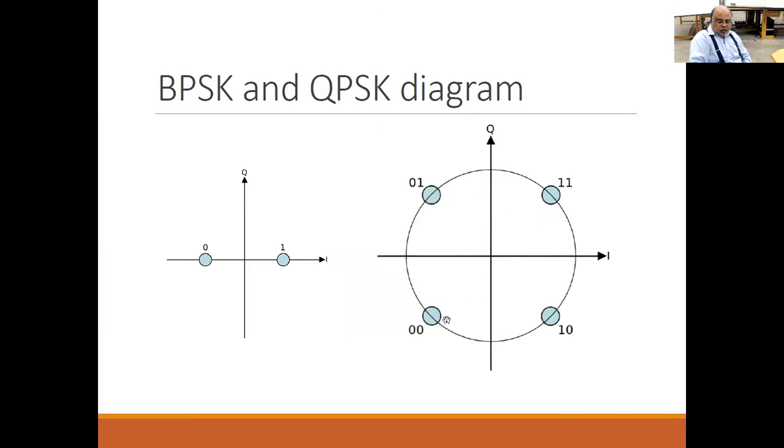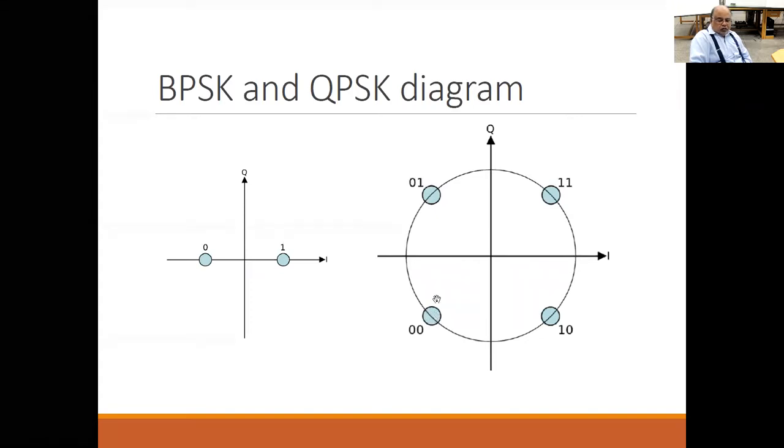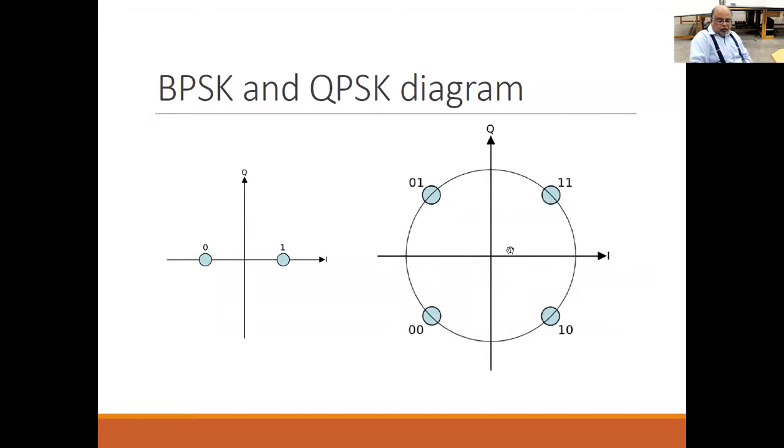If it was 200 and... how much does this make? 135 plus 90 is 225. So this was 225. By measuring this angle you could tell what bits are coming in this signal, the bit stream.